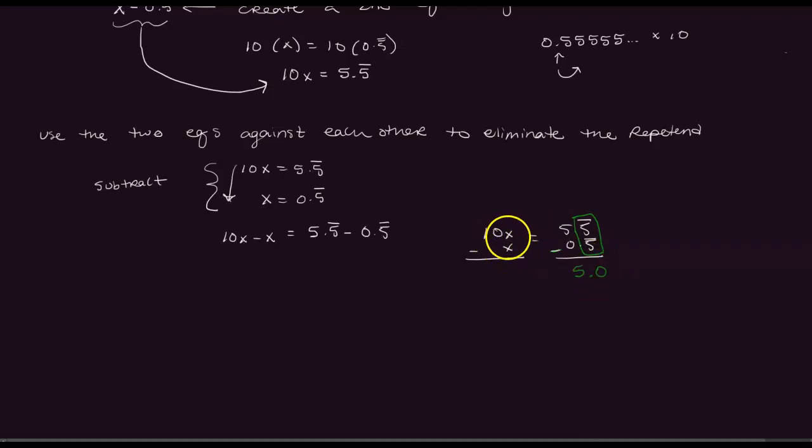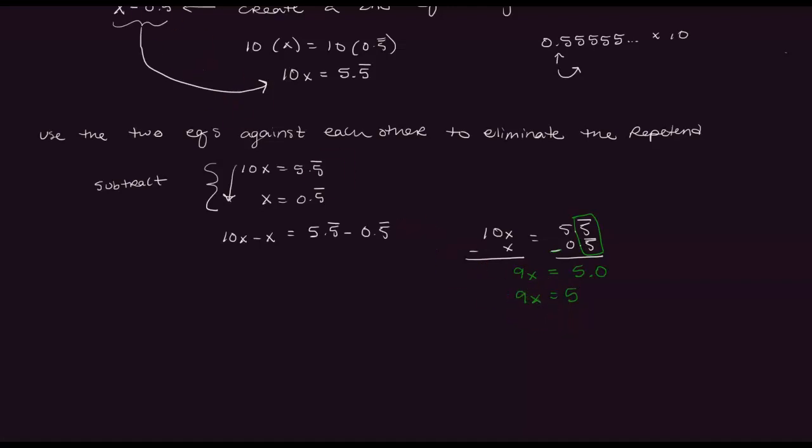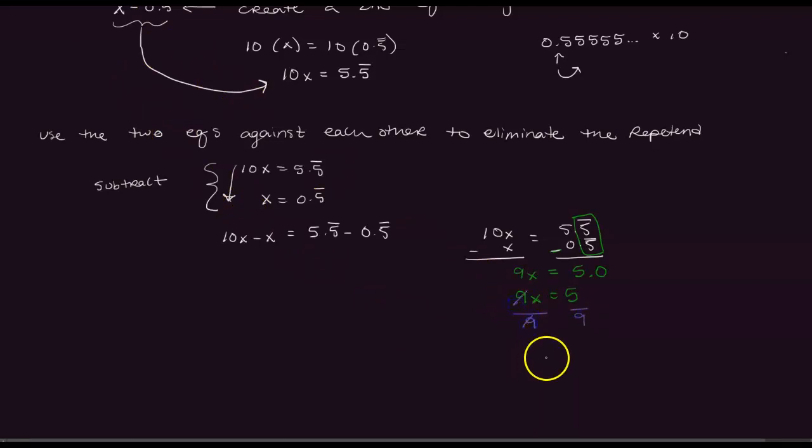Then on the left, 10x minus x. Well, if I have 10 x's and I get rid of one of them, that just becomes 9x. So my new equation looks like 9x equals 5. And because 5.0 is no different than 5, I'm just going to write it as 9x equals 5. And I don't need the 0.0 anymore. And our goal was to find that x, the rational number, that's equal to our repeating decimal. So I will solve that little equation for x by dividing both sides by 9. That way on the left I just have x, and on the right I have 5 over 9.